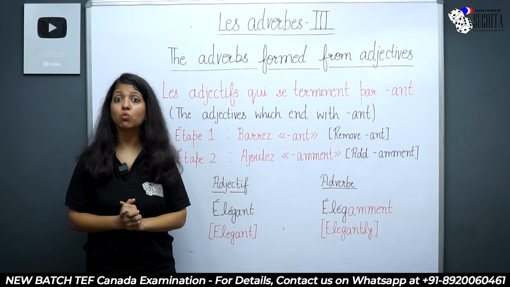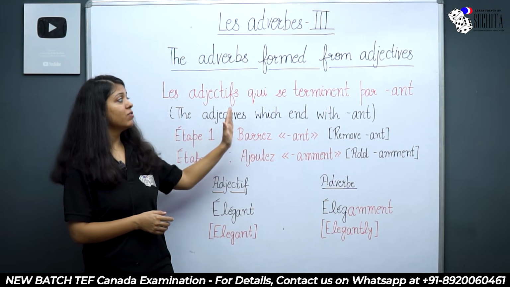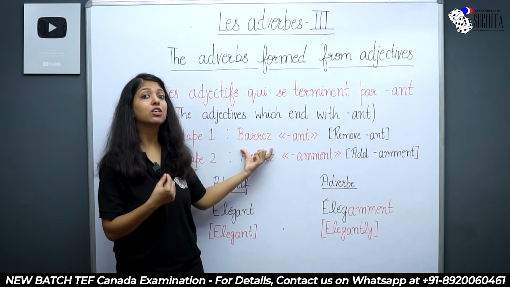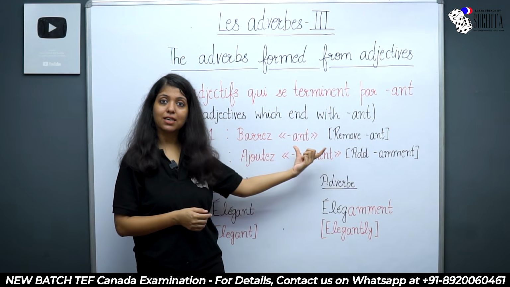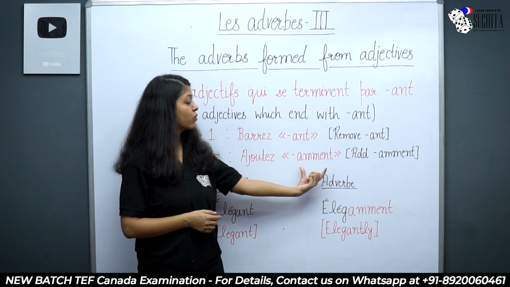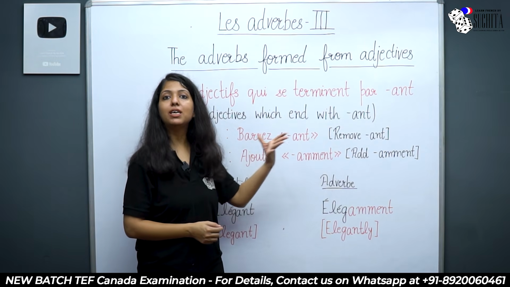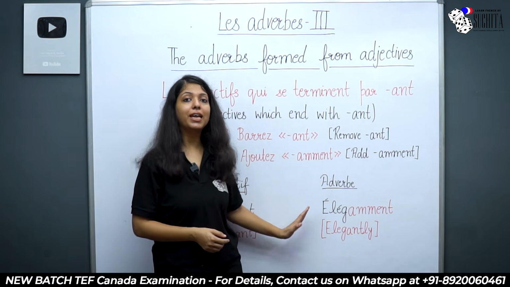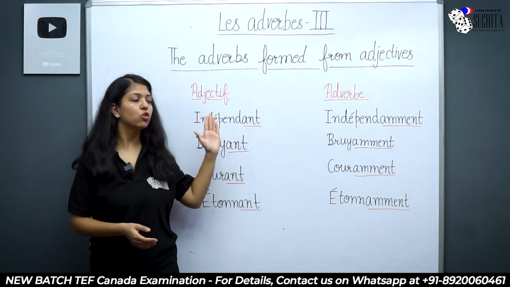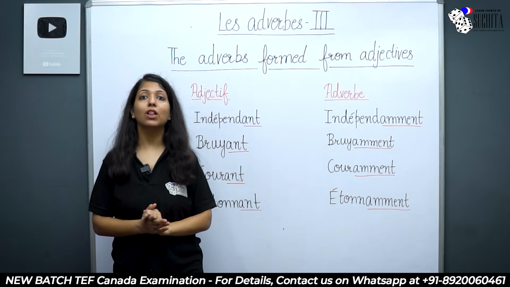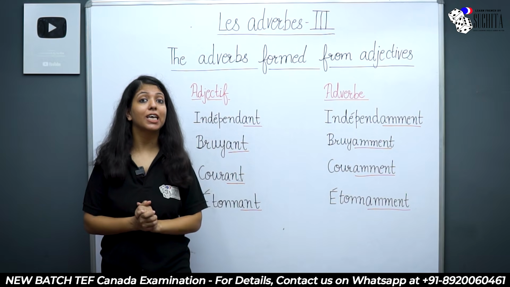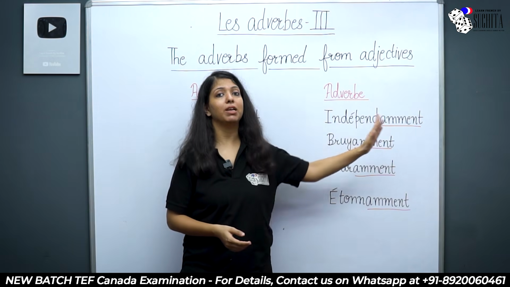Now let's revise the rule once again. If your adjective is ending with ant, what do you need to do? You'll remove ant, barrer, which means to strike off. Whatever is left, you're going to write it as it is, and then you simply add A-double-M-E-N-T. Élégant, élégamment. Remove A-N-T and put A-double-M-E-N-T. Now here in front of you, you must be seeing certain examples and all the adjectives are ending with A-N-T.